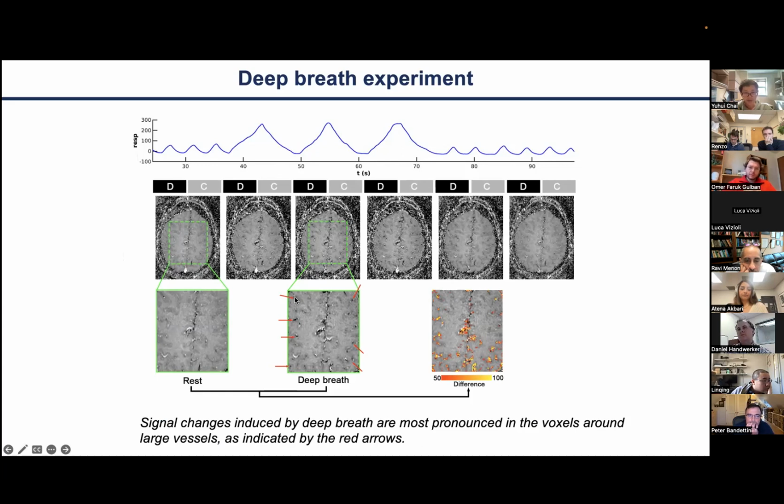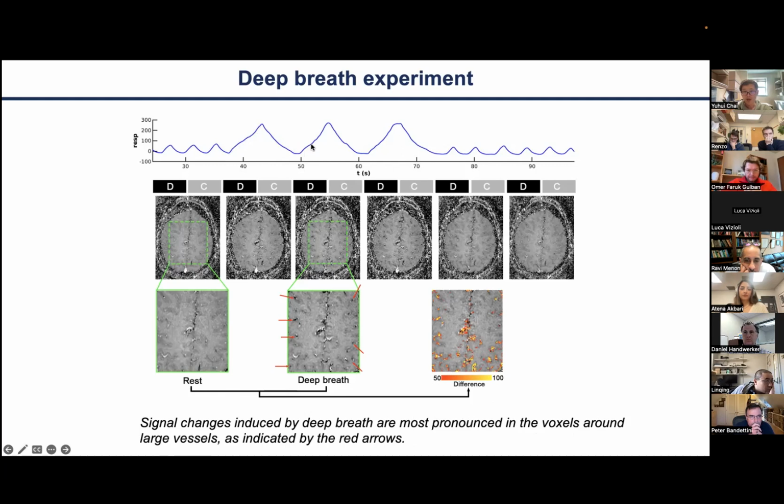You can see a very obvious intensity change, for example marked here by the red arrows. So here it becomes dark. And if we do a calculation and use a color map to highlight the difference, this signal change induced by deep breath is most pronounced in the voxels around the large vessels. And here our acquisition is very well aligned with the breathing phase, either breathing in or breathing out.